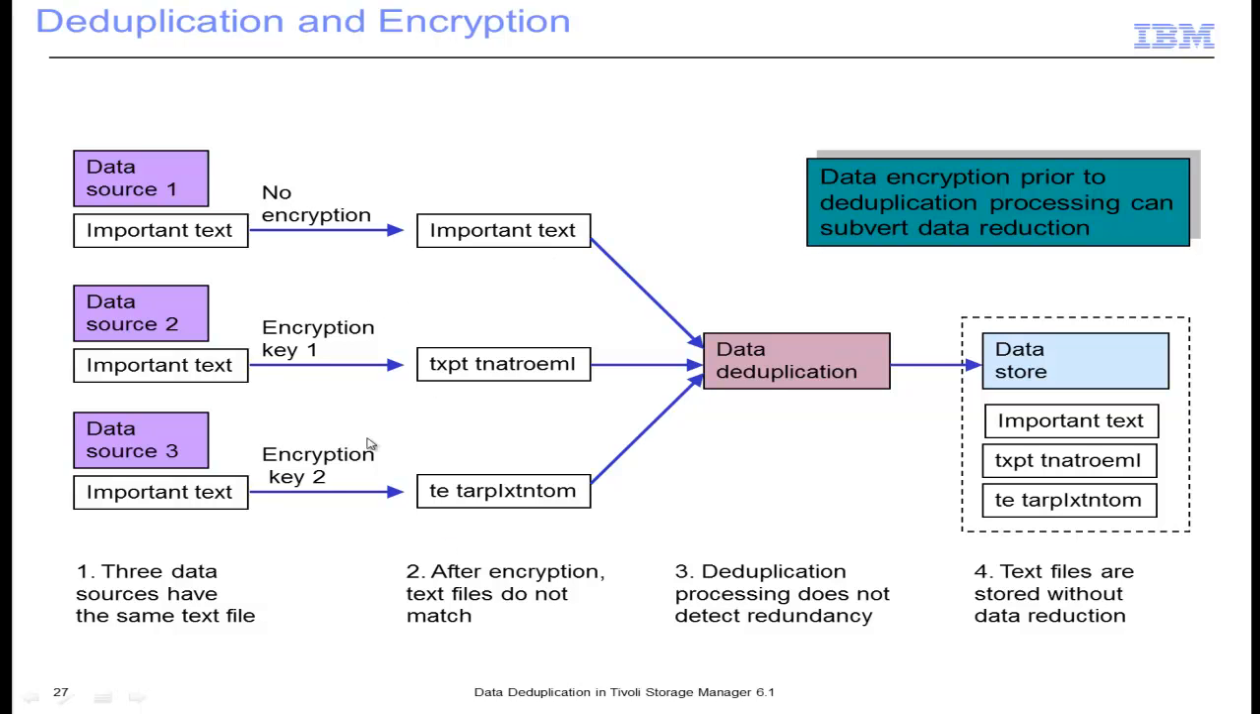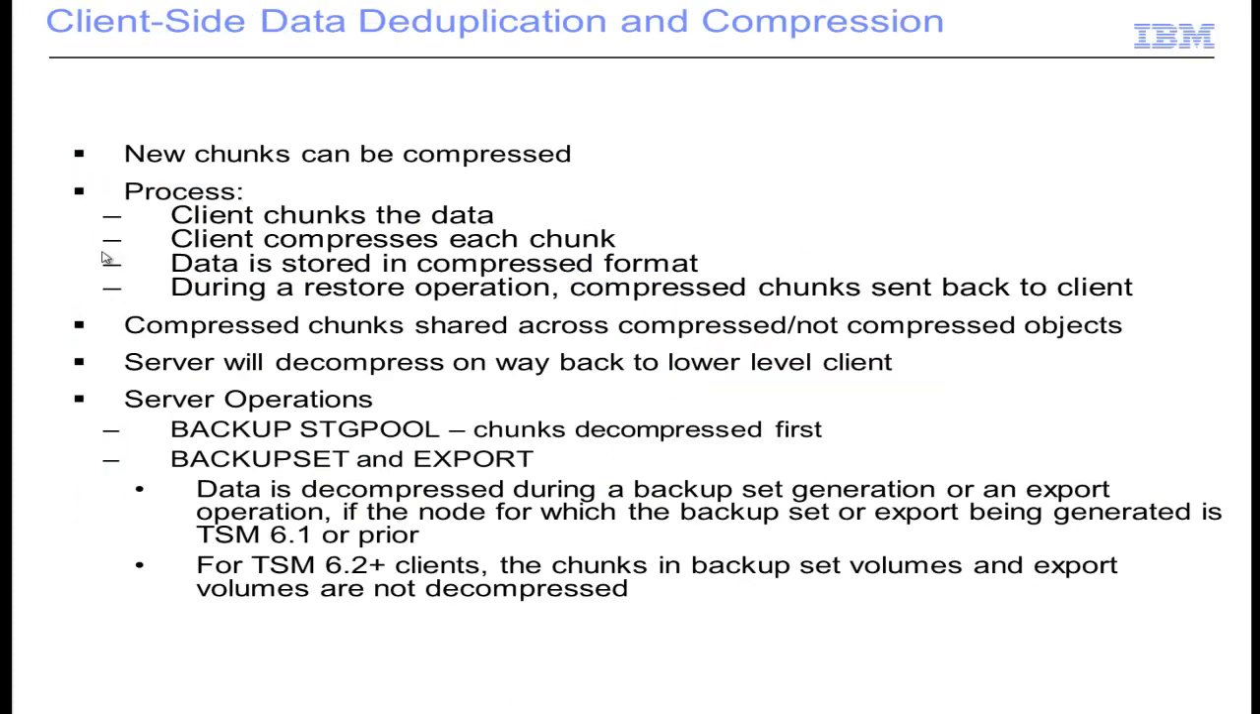But if the second and third machine encrypt it using a different key, those copies turn out to look completely different from the original copy. So when we compare these 3 copies of the file that used to be the same, they're now completely different, and there's no deduplication benefit. We do allow compression, however.